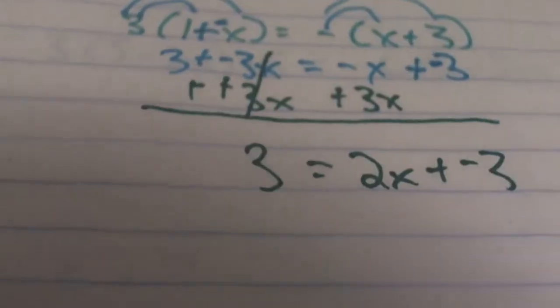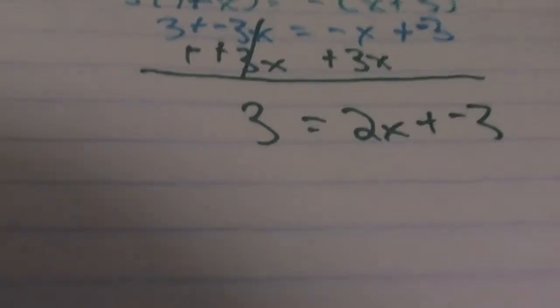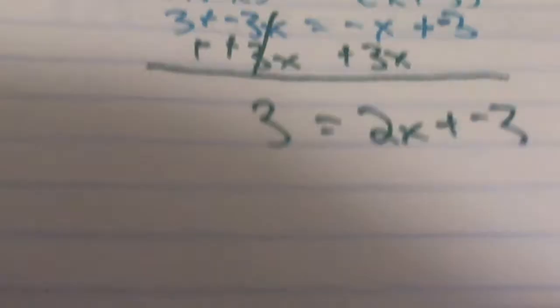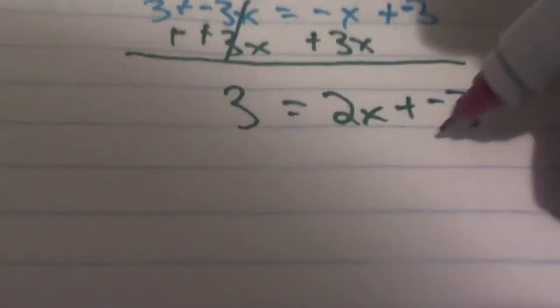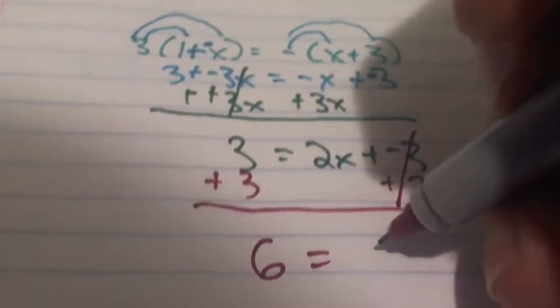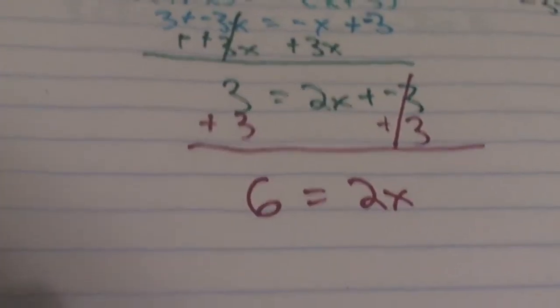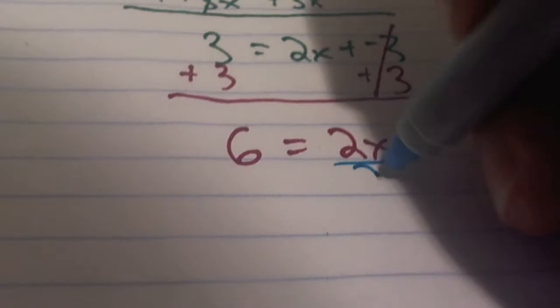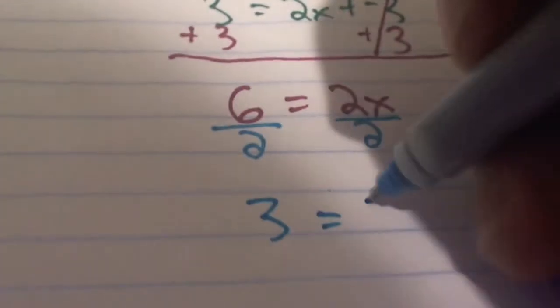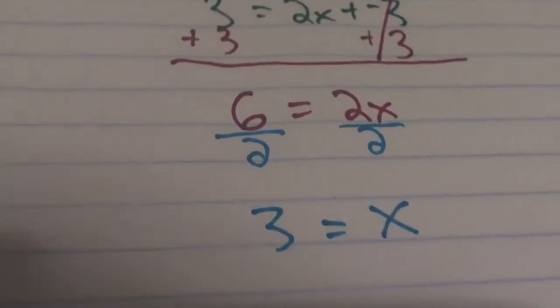Alright, next we're going to get rid of the plus negative 3. So once again, it's minus negative 3, but it's the same thing as saying plus 3. So it's plus 3 on both sides. So now we have 6. 6 is equal to 2x. The last step is to divide by 2. So you divide both sides by 2, and you get 3 is equal to x. That was number 2.